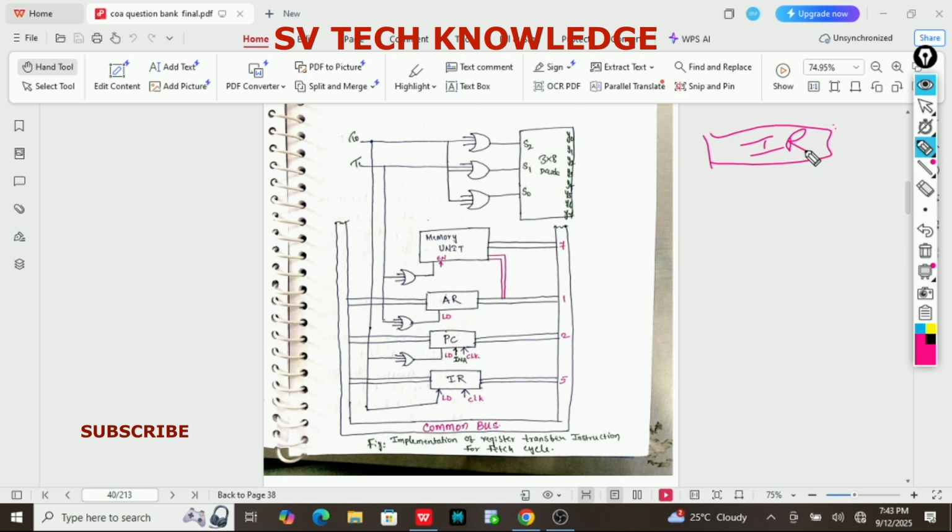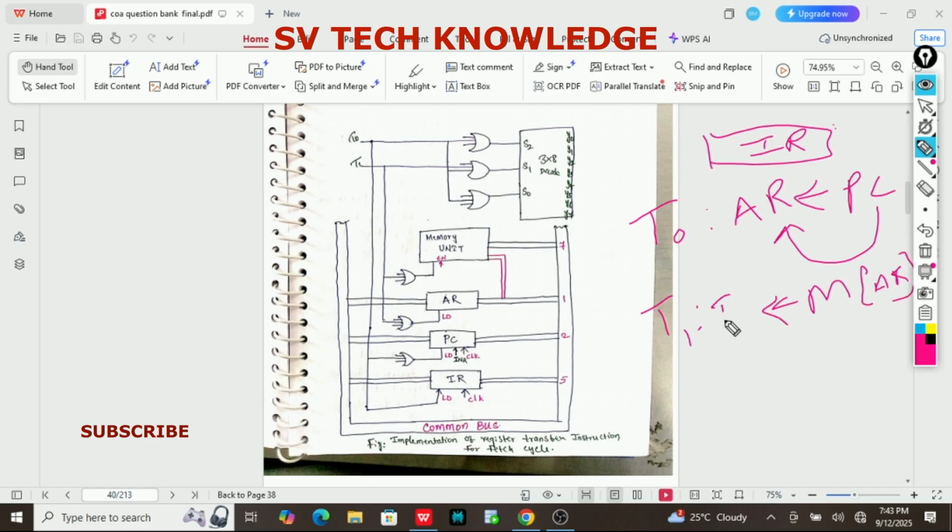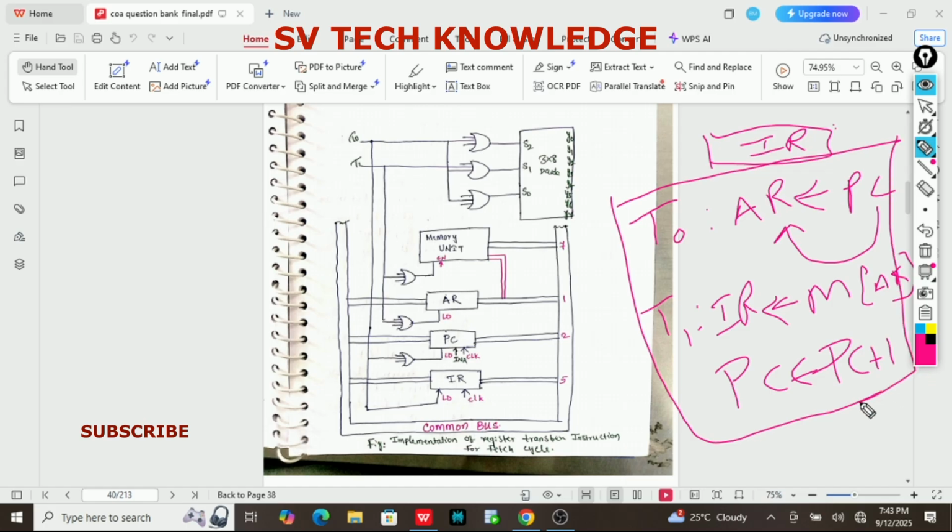Now the register transfer statements for the fetch cycle are: T0: AR <- PC, PC to AR. Whatever the content in PC is sent to the address register, and at time T1 the memory content at AR is sent to IR. This is what happens in the fetch cycle, and the program counter is incremented, PC <- PC + 1. The next instruction address will be stored in the program counter. These are the three operations performed in the fetch cycle.